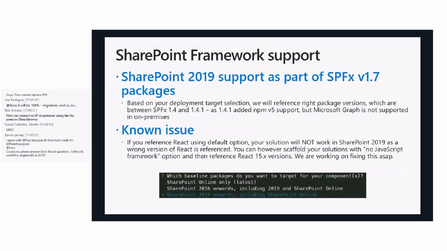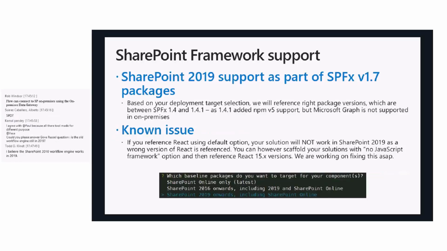Technically, what it means is that if you're looking into doing React-based components for SharePoint 2019, right now what you should be doing is to provision or scaffold your project by choosing the no JavaScript framework option, and then reference the right React 15 components inside of the solution afterwards. So the default scaffolding is doing this in a wrong way, but we can fix that by not using the default scaffolding, and rather manually building the whole thing.